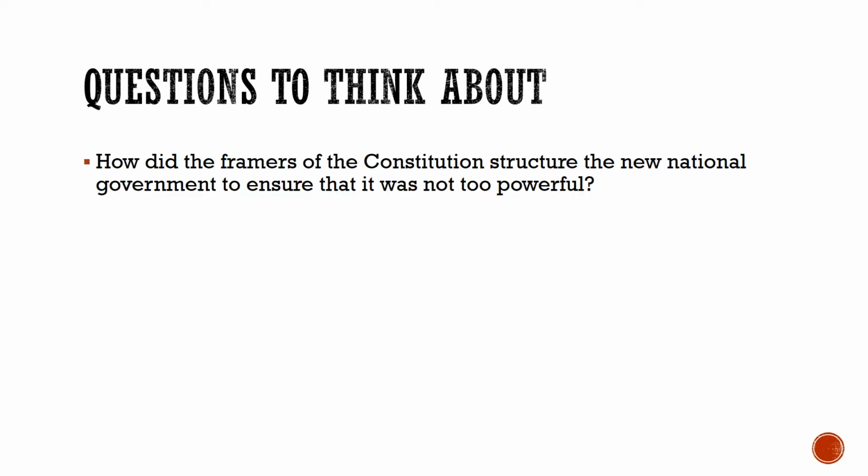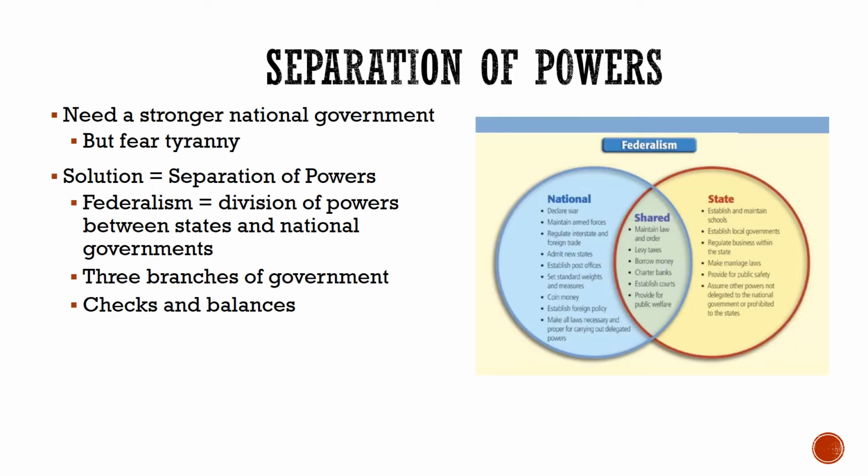Our questions to think about here: how did the framers of the Constitution structure the new national government to ensure that it was not too powerful? When we take a look at the government that is created by the Constitution, there was an effort to make it more powerful because it needed to be able to regulate interstate trade. It needed to be able to set tariffs. But at the same time, we want to make sure that we don't end up with a tyrannical government like many believe they had with the British Empire. So the solution comes through the separation of powers.